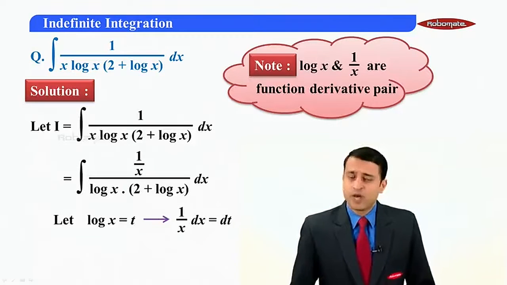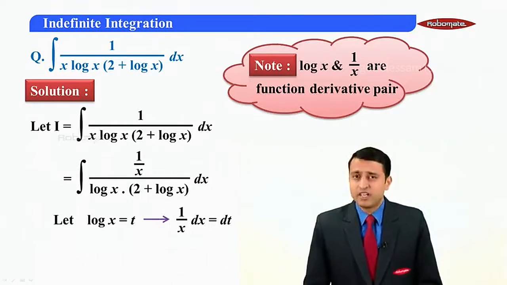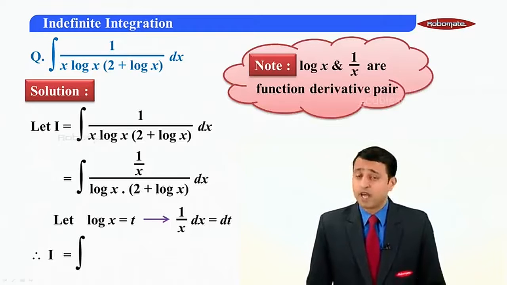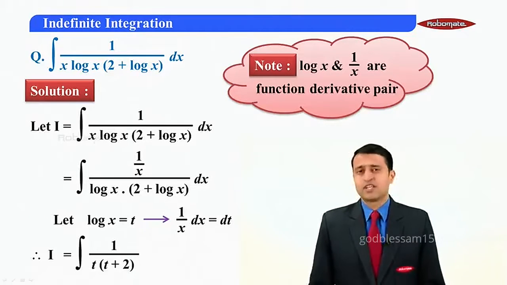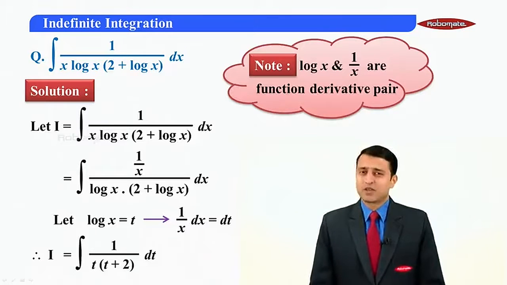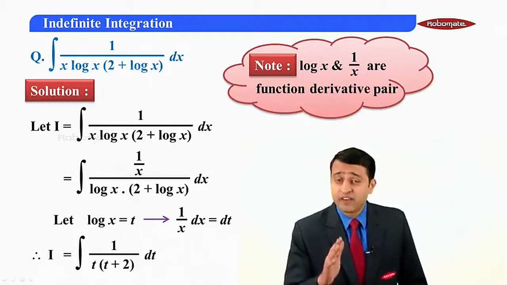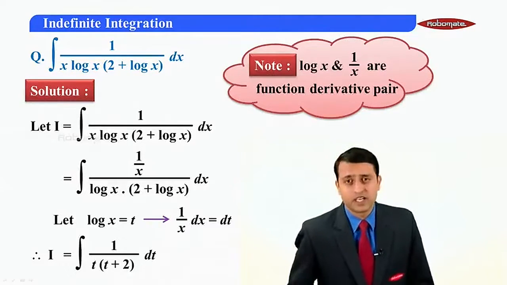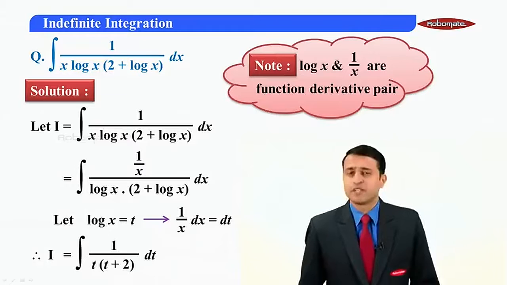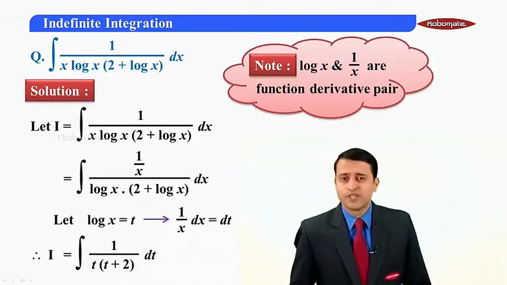So if I put log x as t, the next step is pretty clear to me. We can write that 1 by x dx is equal to dt, and therefore the integral will become 1 upon, can I say t into t plus 2? Obviously a dt has to follow. Is that okay, my dear students? So we have converted the function into a variable now. Function is gone from the integral. What we have is a simple variable t. Let's proceed to integrate this.